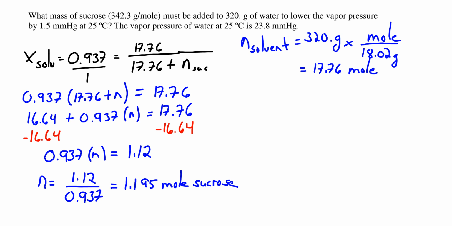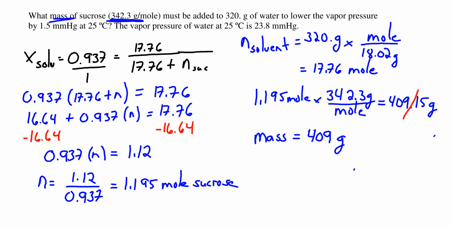Our question asks us to solve for the mass of sucrose, so we're going to multiply the formula weight times the number of moles to get mass. We can justify 3 sig figs in our answer, so we express our answer with 3 sig figs, and we're done.